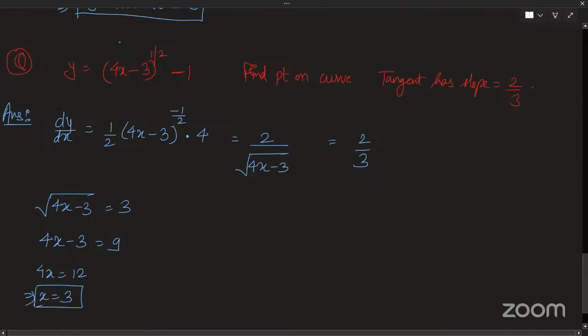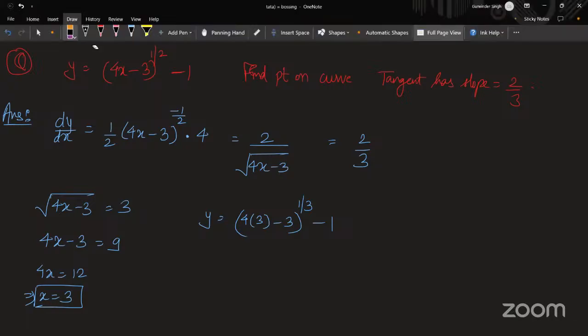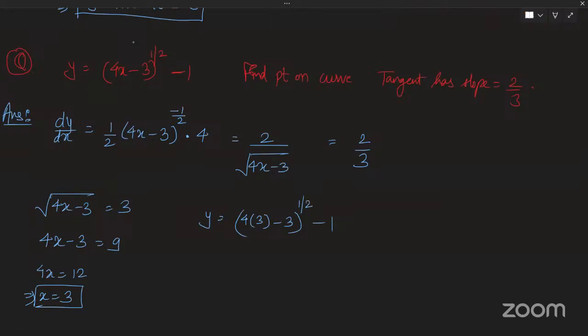x is 3. If x is 3, do I know the value of y also? Yes, I can just put it back in the original equation. So y is equal to (4 into 3 minus 3) raised to half, minus 1, right? This is half. See, I have got the value x is equal to 3. x equal to 3 will be the point at which the tangent will have slope 2 by 3. So I found out my value of x. Just input this value of x back into the original equation in order to get your y.